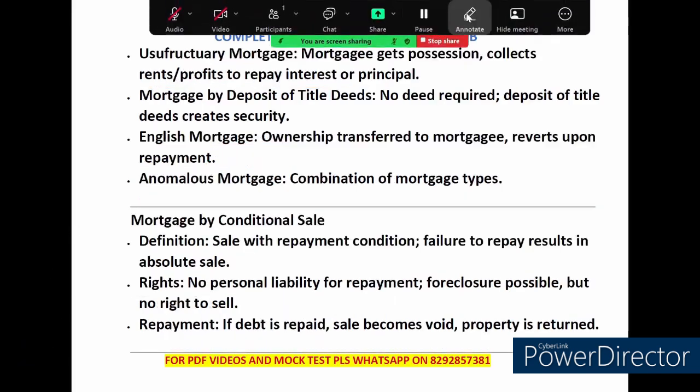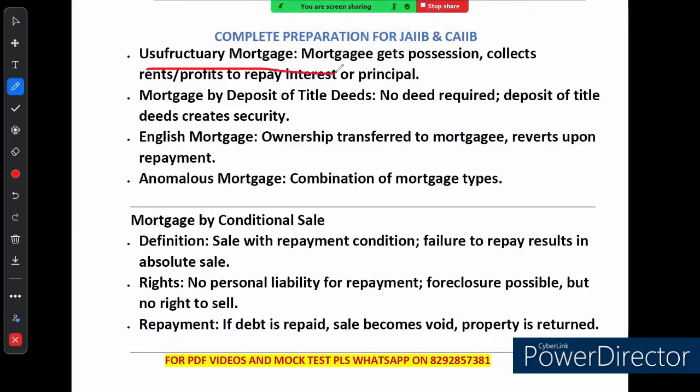Next is usufructuary mortgage. Remember, a case study is asked. The bank takes possession of your property and collects rent or profit from it. These earnings are used to pay off the interest or reduce the loan amount. So the possession is not in your hand in the case of usufructuary mortgage, rather the possession is with the bank, which collects rent or profit from it.